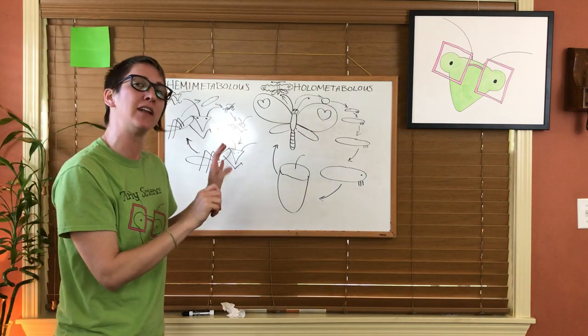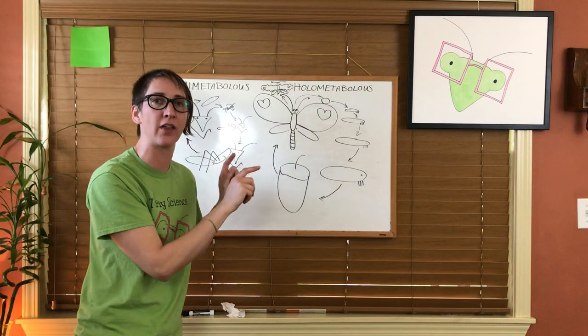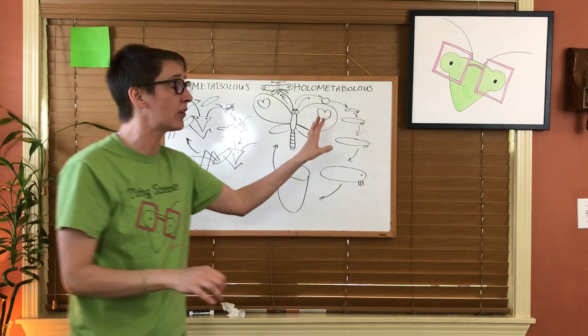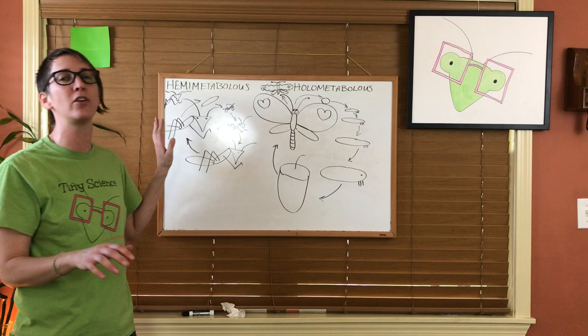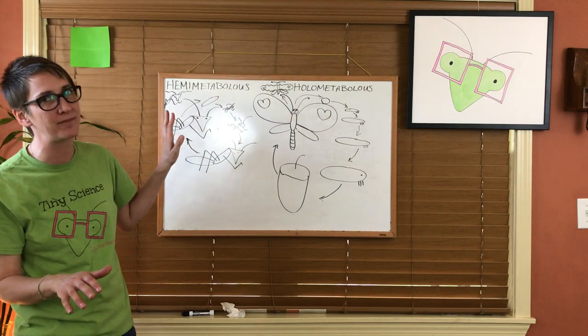So today's songs were about the two different life cycles that insects have. And it's not like an insect can choose one life cycle or another. You just are what you are. You're either a holometabolous insect or you're a hemimetabolous insect.